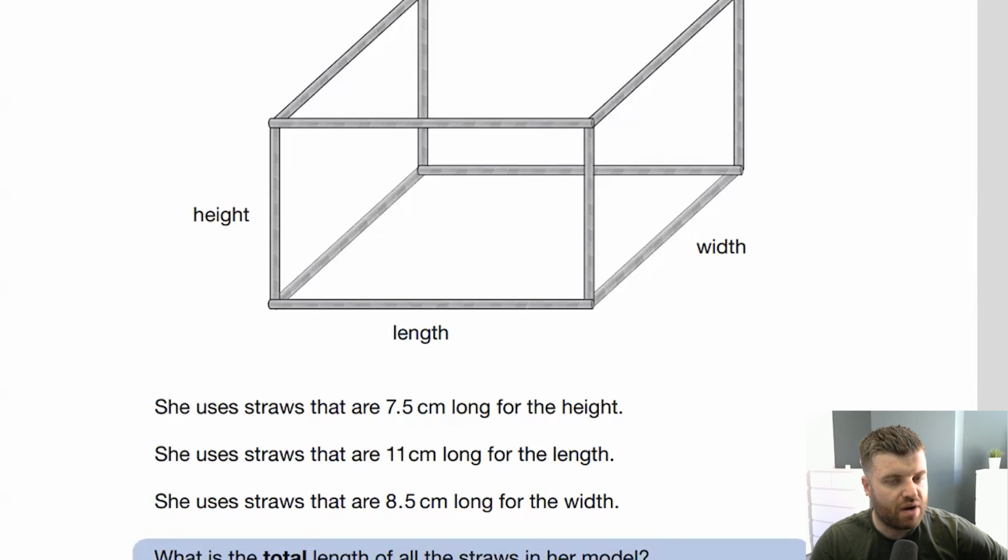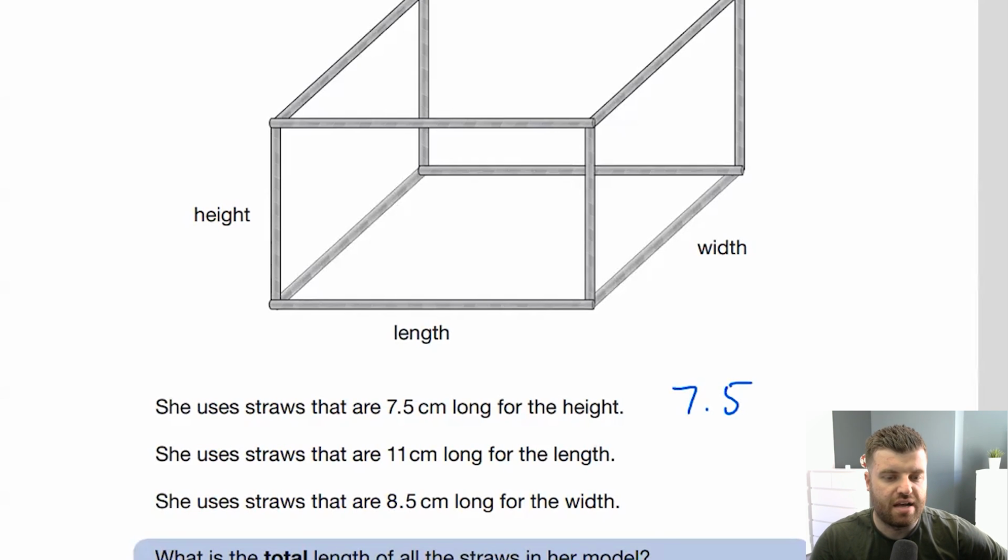Wow, seems like quite a daunting question, but let's just take a look. How many of the 7.5s will we need? Basically, how many straws do we need for the height? Well, we need 1, 2, 3, 4. So 7.5 times 4. Let's see what the next one is before we do any maths. Use the straws that are 11 centimeters long for the length. Well, here's the length. 1, 2, 3 across the top there. 4. Aha. So we need 4 length straws.